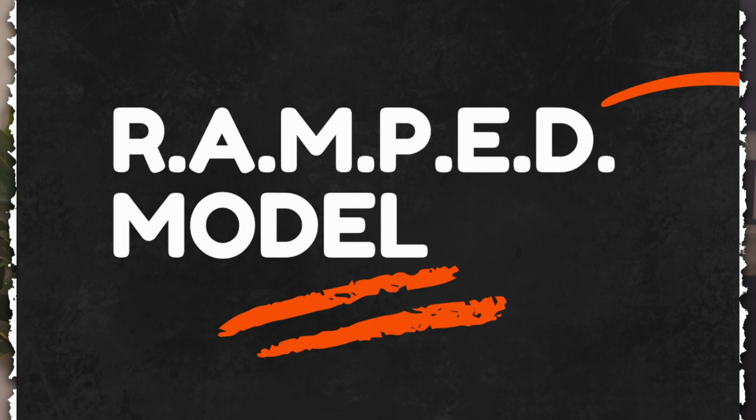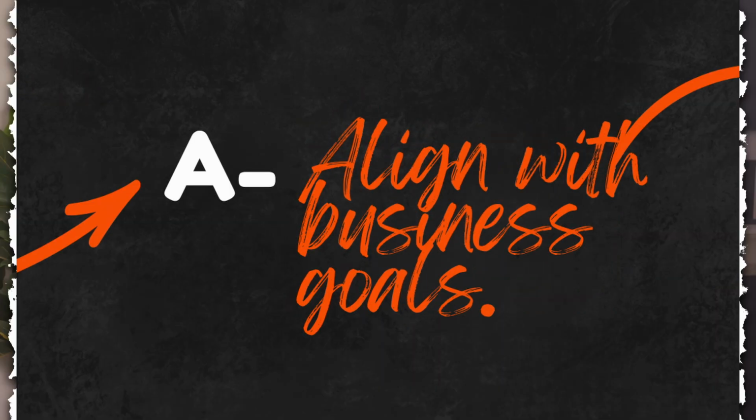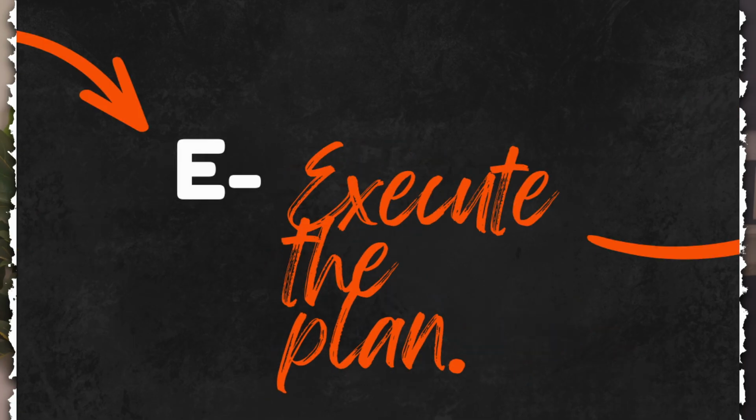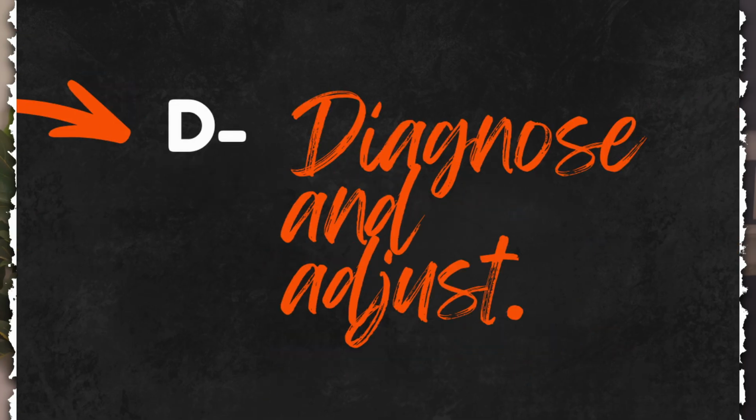A quick mnemonic to remember all this would be the RAMEED model. R is for research, A is for align with business goal, M is for map your message, E is for pick your platforms, E is for execute the plan, and then D is for diagnose and adjust. If you can remember the six words, you can explain campaign strategy at its fundamental level.